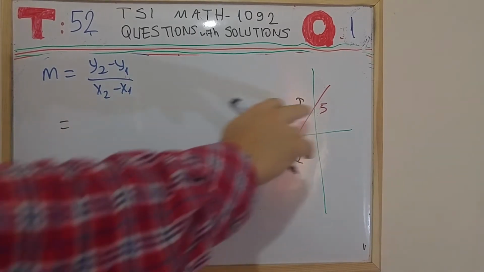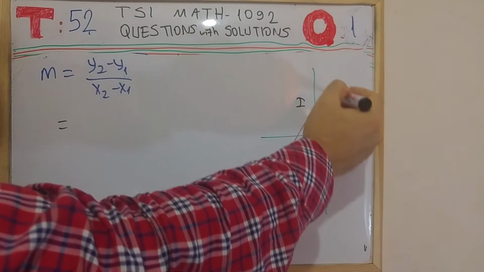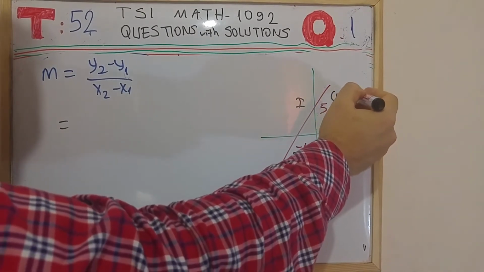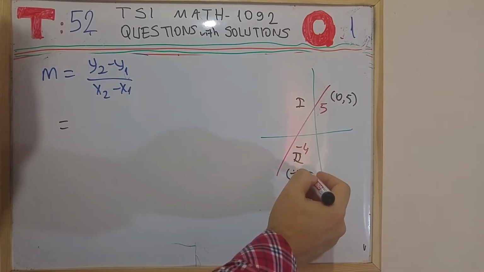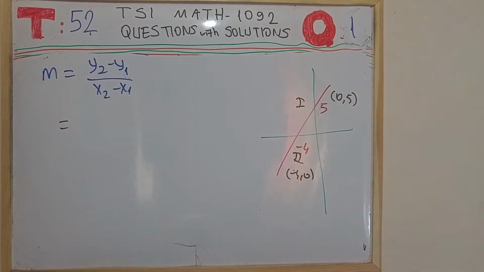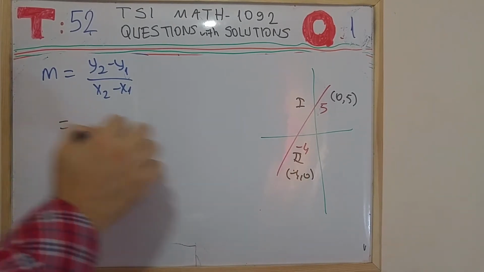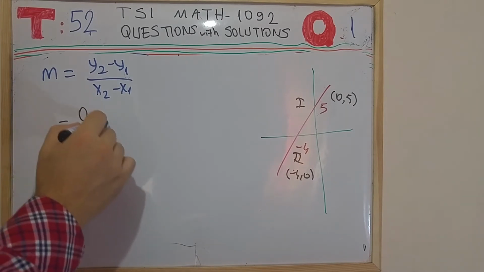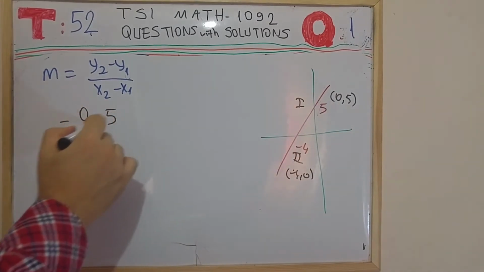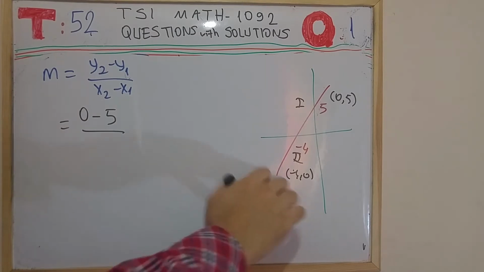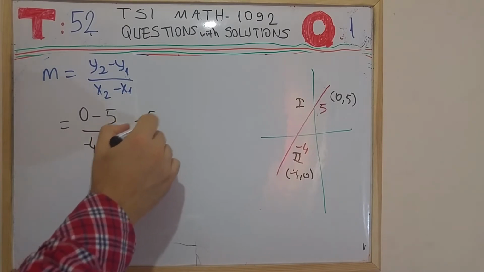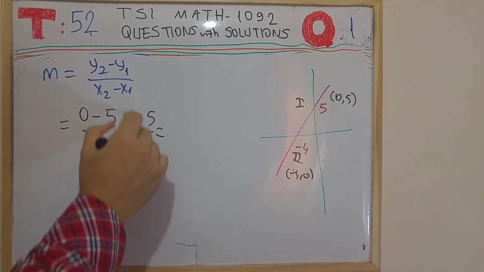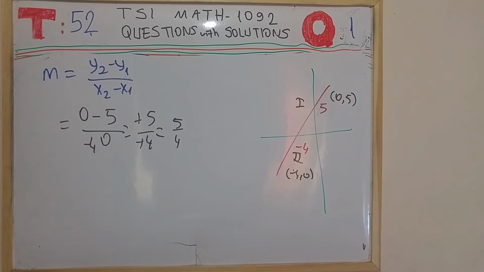The coordinates of this point are 0, 5, and this point is minus 4, 0. Let's say y2 is here, so what we have is y2 is 0 minus 5 over x2, which is minus 4 minus 0, which is equal to minus 5 over minus 4, which is equal to 5 over 4.